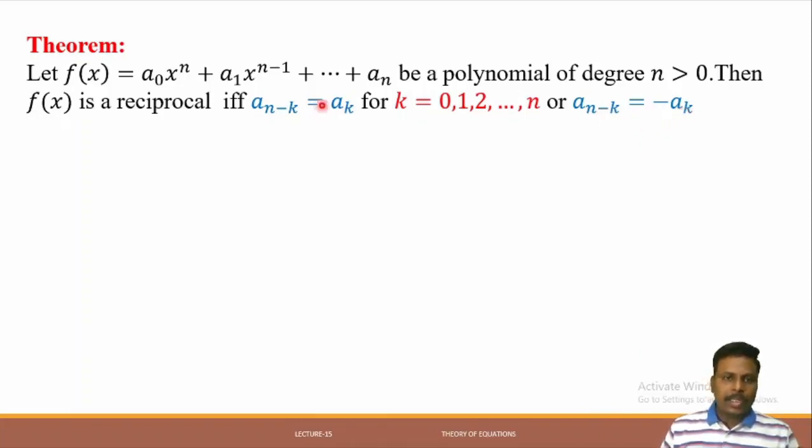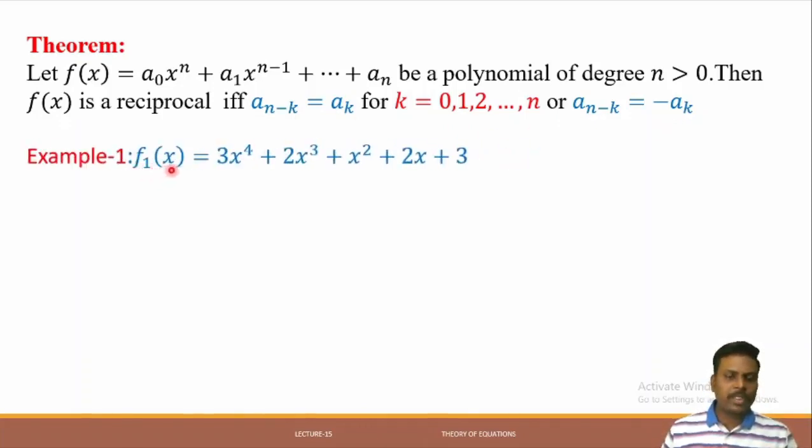Okay. Now this theorem also helps us in constructing a reciprocal polynomial. Suppose somebody asks you to give an example of a reciprocal polynomial, using this condition we can construct an example. Let us look at some examples here. F1 of x is equal to, whether this is a reciprocal polynomial or not, let us look at this. This is the first term and this is the last term. These two are one and the same, and next the second term and the second last term, these two are one and the same, and this one, this condition. So a n minus k, what is a n minus k? This is the third one, 5 minus 3 is equal to 3, k is equal to 3. Okay. So this condition is satisfied. So f1 of x is a reciprocal polynomial.